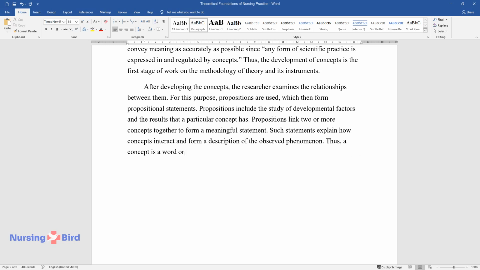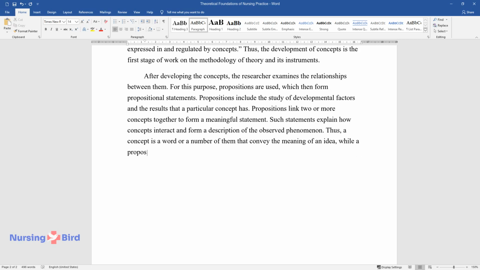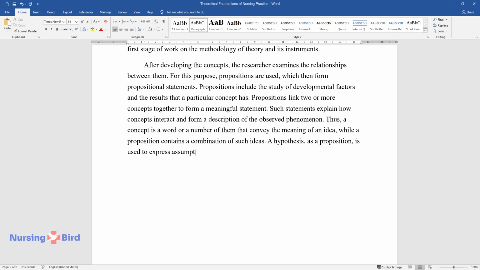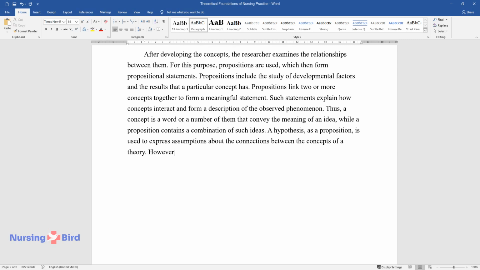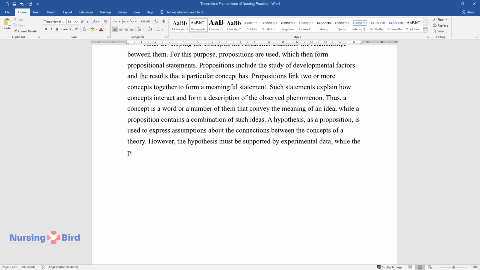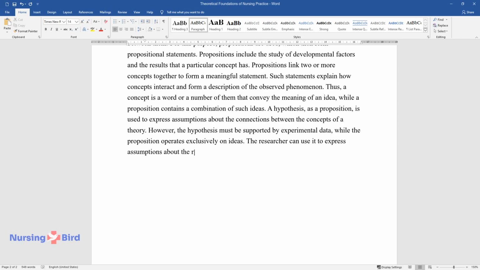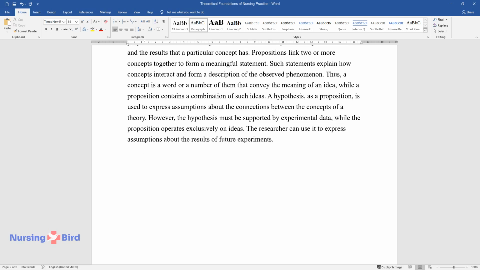Thus, a concept is a word or a number of them that convey the meaning of an idea, while a proposition contains a combination of such ideas. A hypothesis, as a proposition, is used to express assumptions about the connections between the concepts of a theory. However, the hypothesis must be supported by experimental data, while the proposition operates exclusively on ideas. The researcher can use it to express assumptions about the results of future experiments.